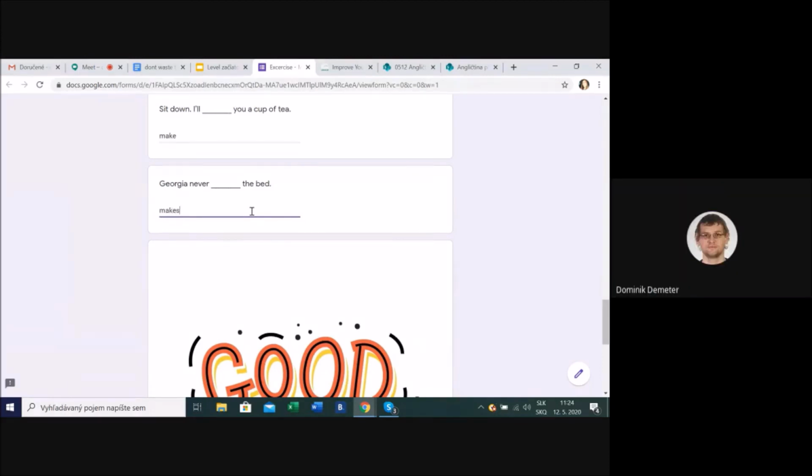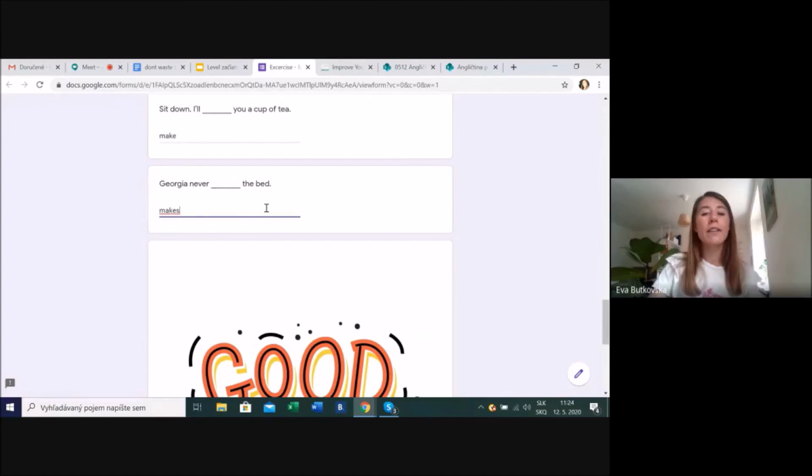Makes. Georgia never makes the bed. Now, this is a good example to study. If you translate this sentence to Slovak, it means Georgia nikdy neustelie posteľ. In English, we never use two negatives in one sentence. So Georgia never doesn't make the bed. That's incorrect because there are two negatives. In a proper English sentence, we use only one negative. And in this sentence, it is never.